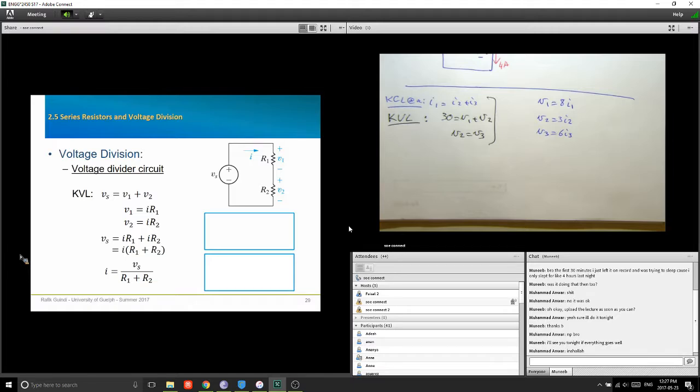How do I use that? I'm going to go back to, remember the second line, V1 equals IR1. Now I have an expression for I. I'm going to use it there. So V1 is equal to Vs over R1 plus R2 times R1, and you end up having this expression in the rectangle.